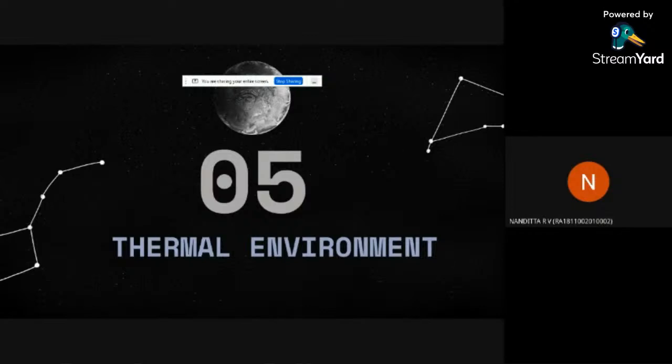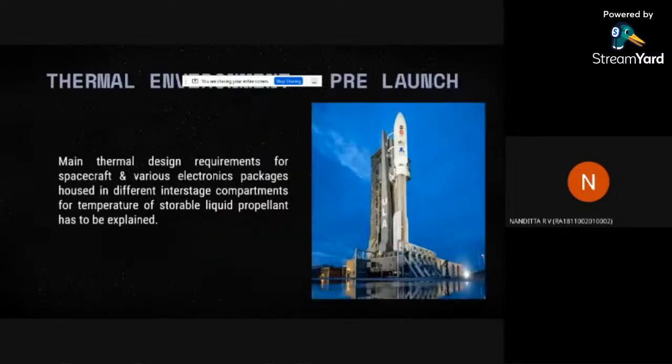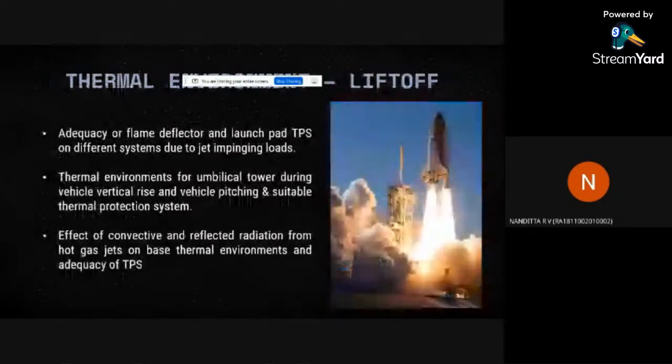The last topic is the thermal environment. What is the thermal environment? How does the thermal environment vary? There are three modes. We'll be talking about the thermal environment before launch, that is, pre-launch. The main thermal design requirement for a spacecraft or any launch vehicle, along with various electronics packages, is that the temperature of storable liquid propellant as well as the electronics should be maintained. Here you can see an image of a rocket before its launch, that is, pre-launch.